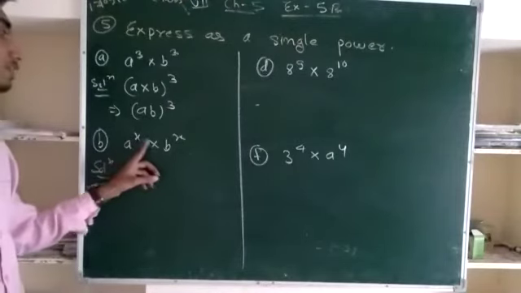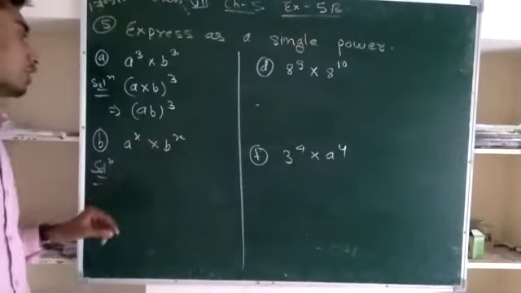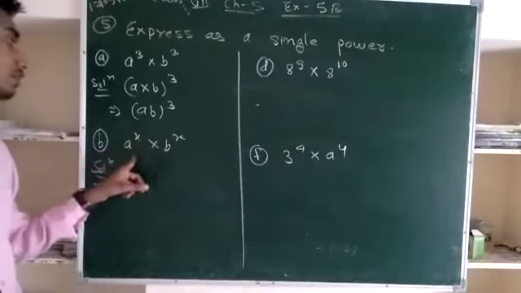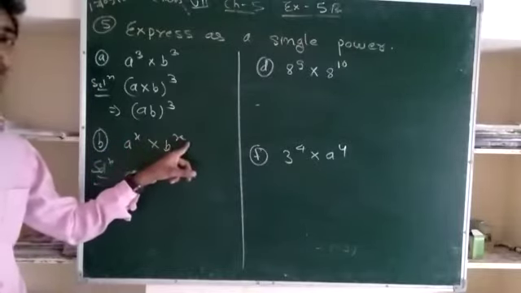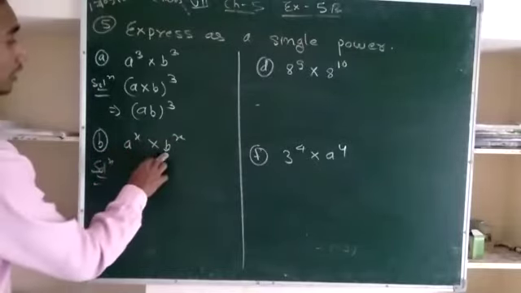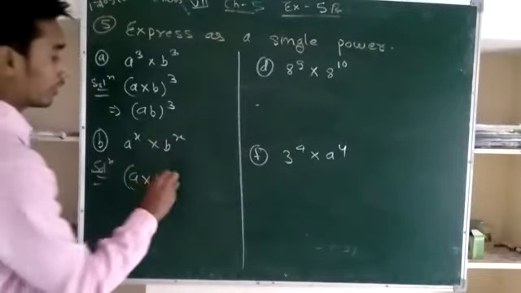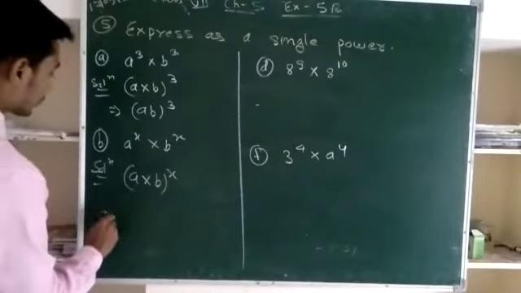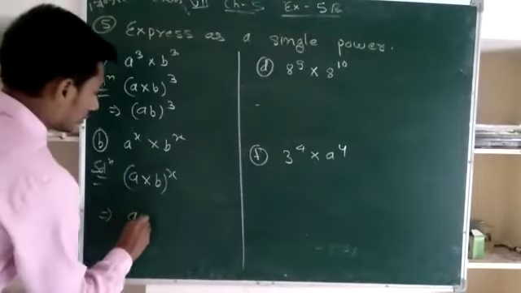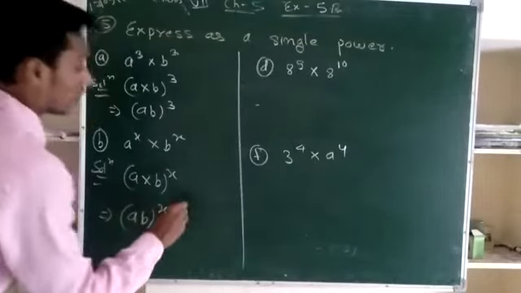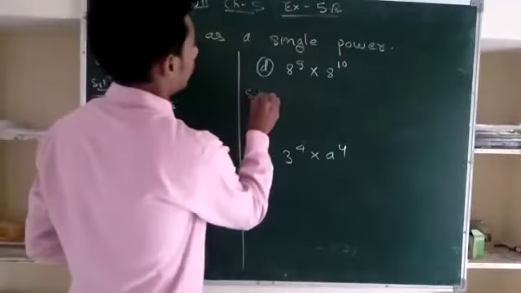Now look here, a raised to x multiply b raised to x. What is here? The base is different but the exponent is the same. So what do we do? Multiply the bases, a multiply b, and write the power only one time, x. So ab raised to x. Now question number d.